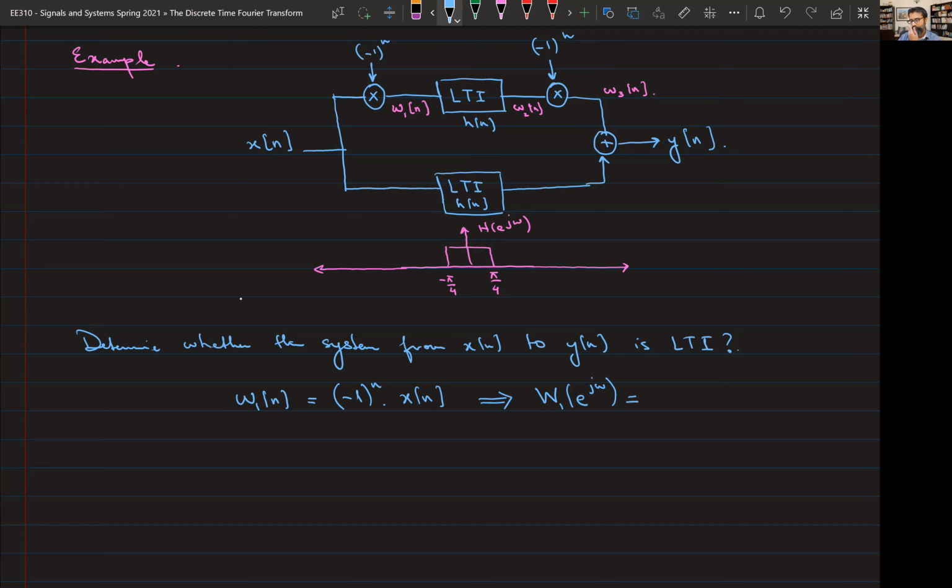क्या ख्याल है? So how is W1 of e raised to j omega related to x of e raised to j omega? I mean, if I multiply by minus 1 raised to power n, what is that equivalent to? We did this in the last class. कौन थे last class में? Abdullah?